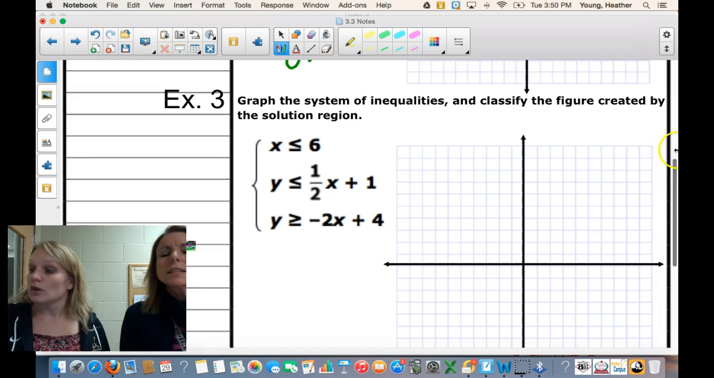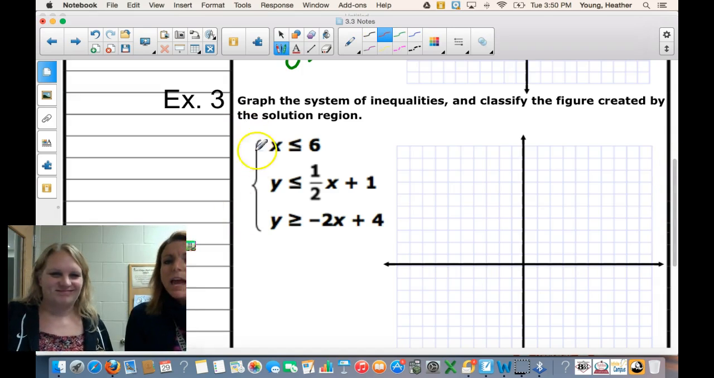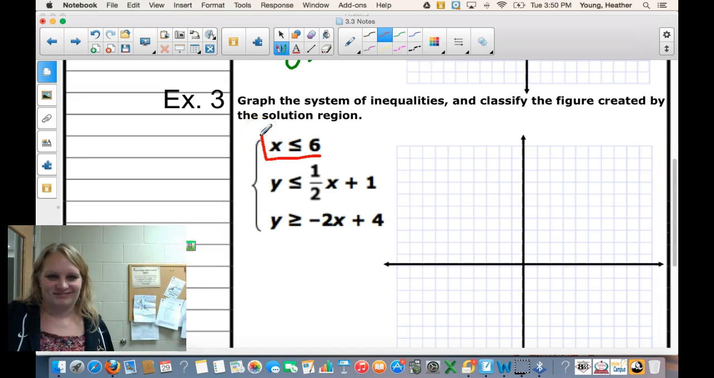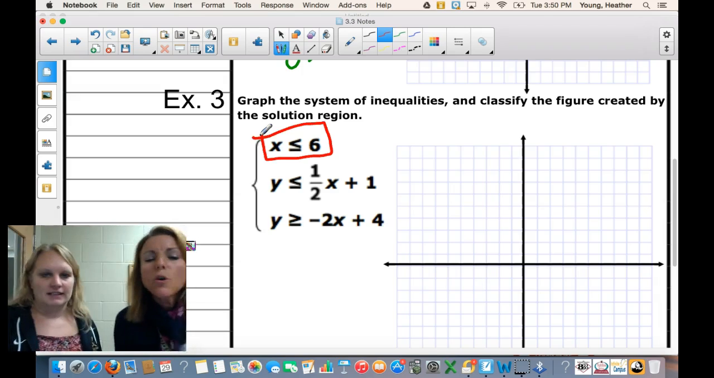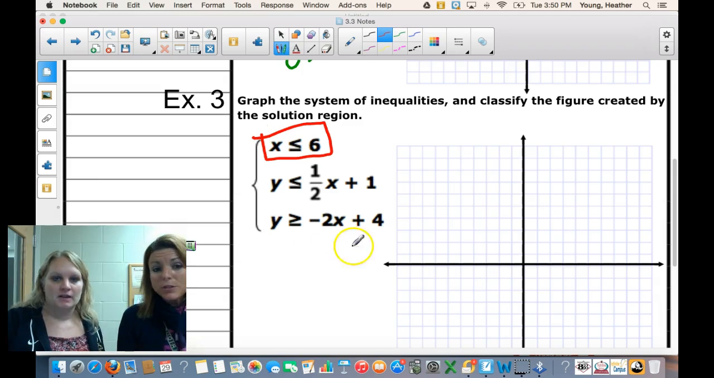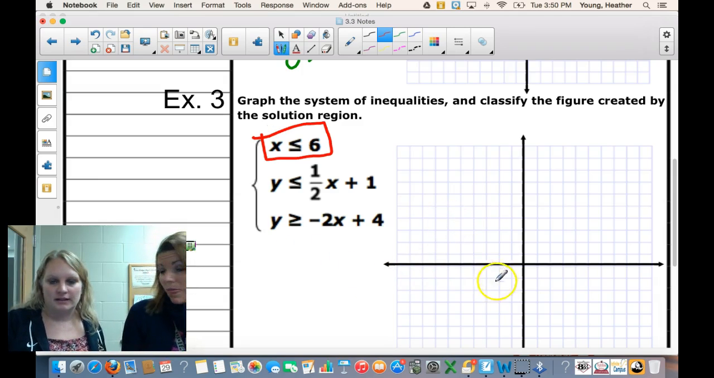It says graph the system of inequalities and classify the figure. Can we do this, Miss Boyd? We can do it. All right. So x is less than or equal to 6. I don't see a y, so I don't know what to do. Okay, so what do we do?